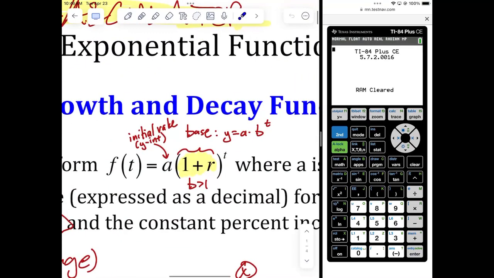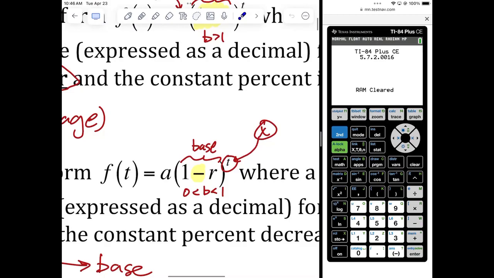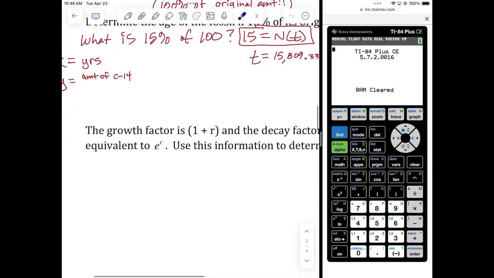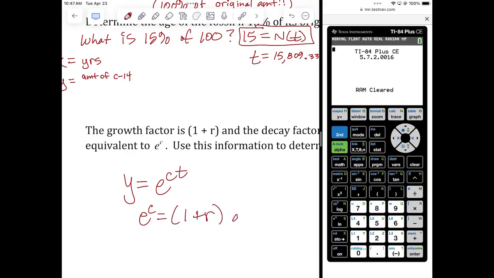Okay, 1 plus r is the base. The base is your growth factor. 1 minus r is the base, that's your decay factor. So when we have an equation in the form y equals e to the ct, the e to the c part is equal to either 1 plus r if it's growth, or e to the c equals 1 minus r if it's decay.